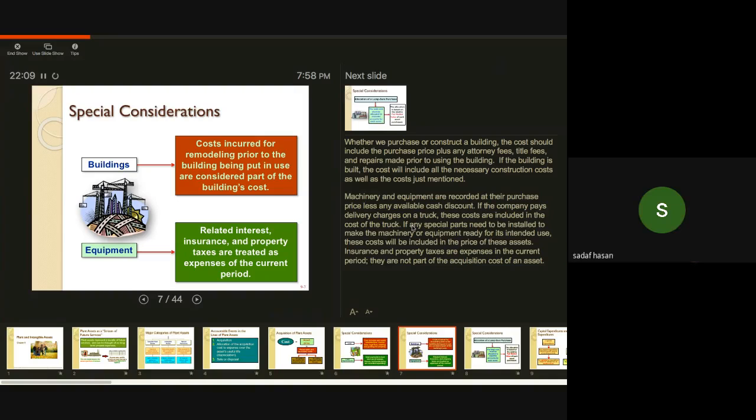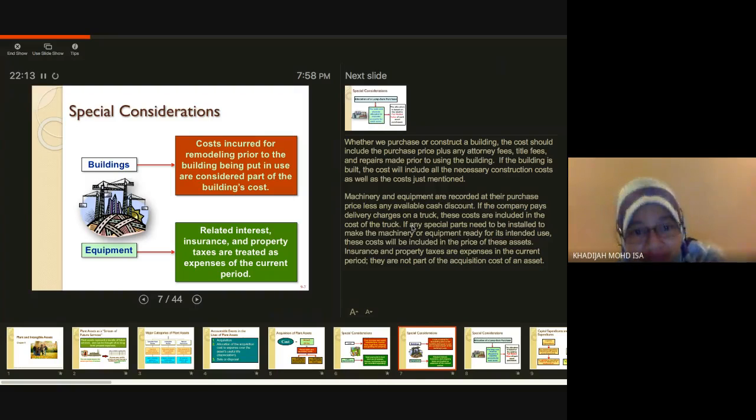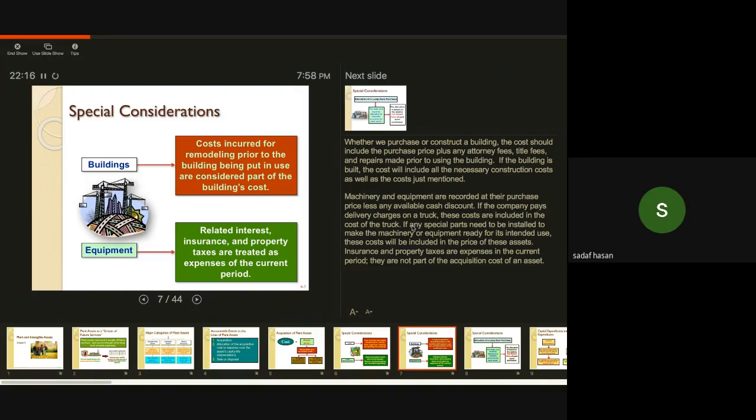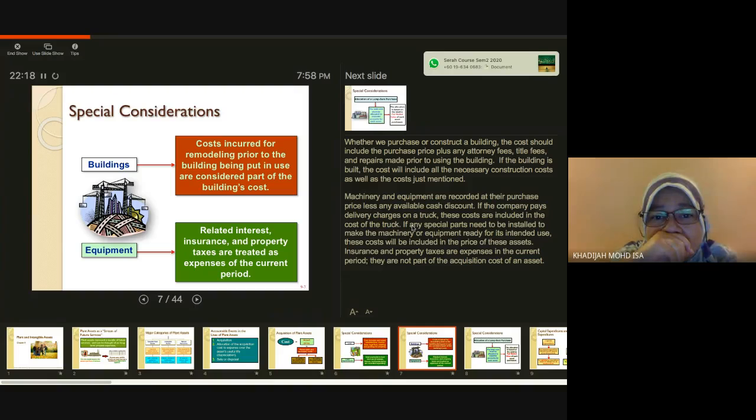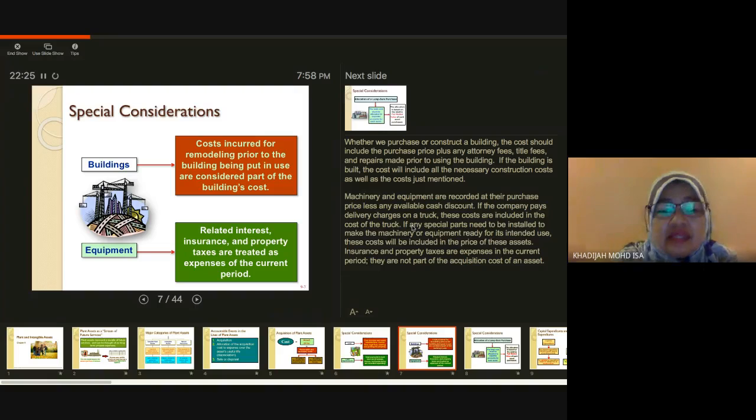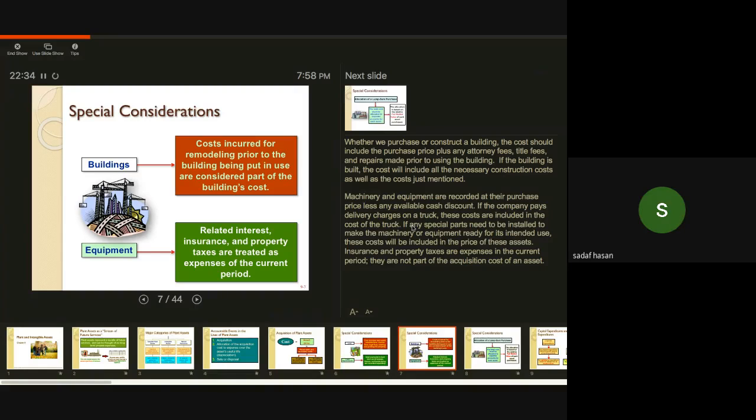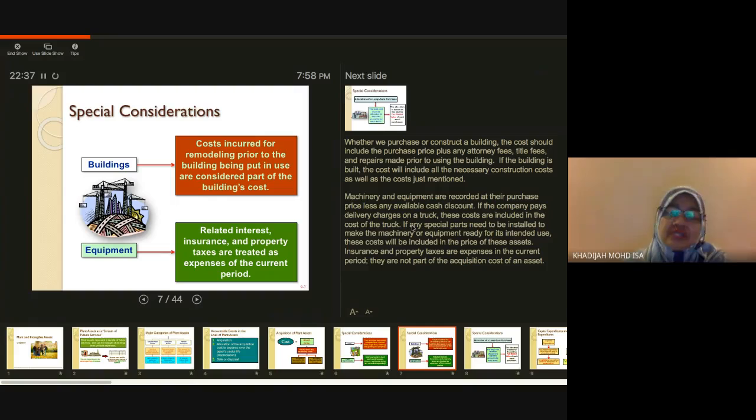Yes. But in the future, if you have to keep moving it from one place to another, that one would be expensed off. Yes. But in the case here, it says related interest, for example, for the equipment, in this case interest expense, insurance, property taxes, all these things are separate, right? Because you have to pay insurance every year. So you cannot put the cost of the insurance for the first year into the cost itself. So it has to be a separate one.